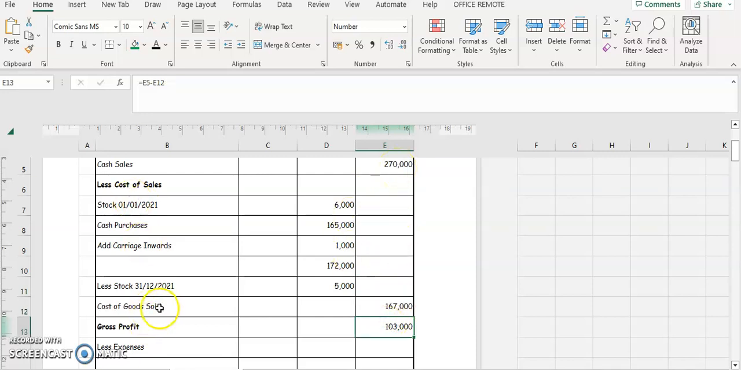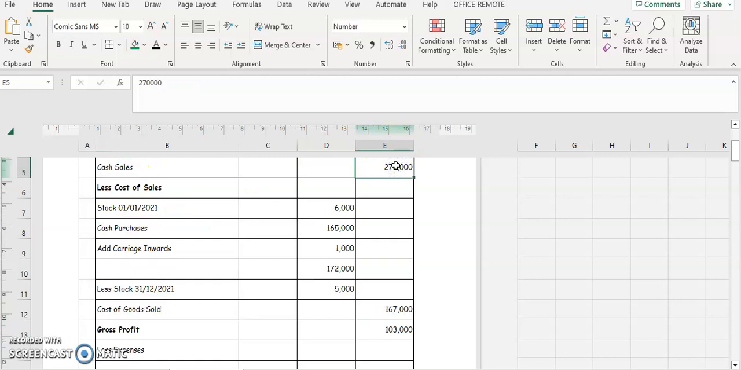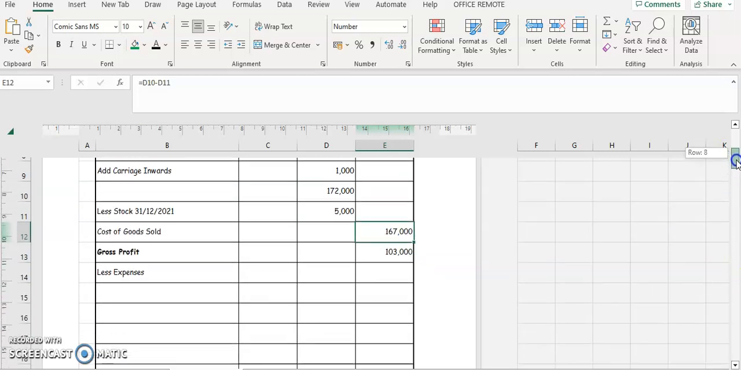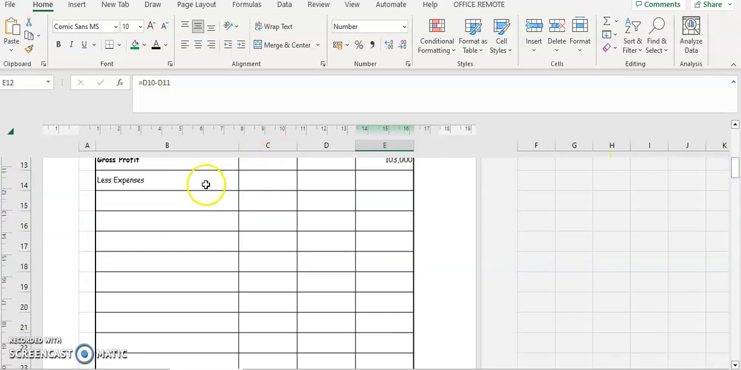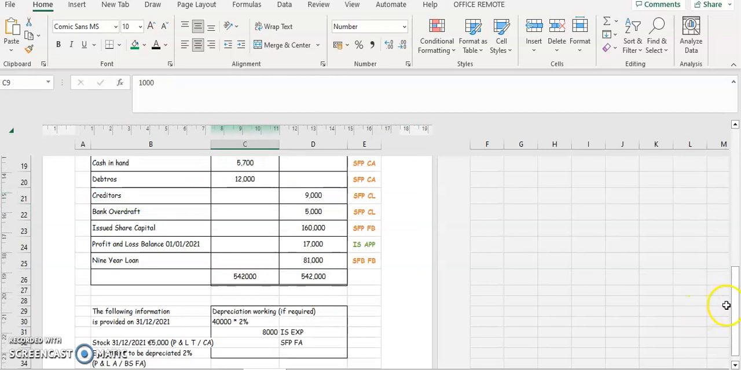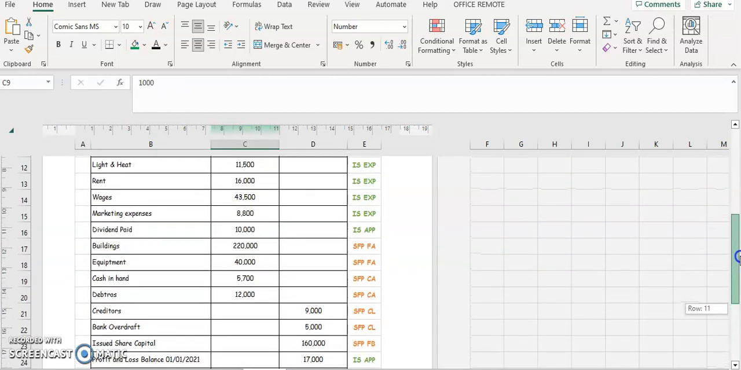So remember, we're calculating the cost of goods sold, and less cost of sales, or cost of goods sold, is taken away from our sales. Remember, gross profit is always sales taken away our cost of sales. So the next item then is less expenses. Make sure you put in that heading. You get a mark for it. And then our expenses, we have them all identified here.